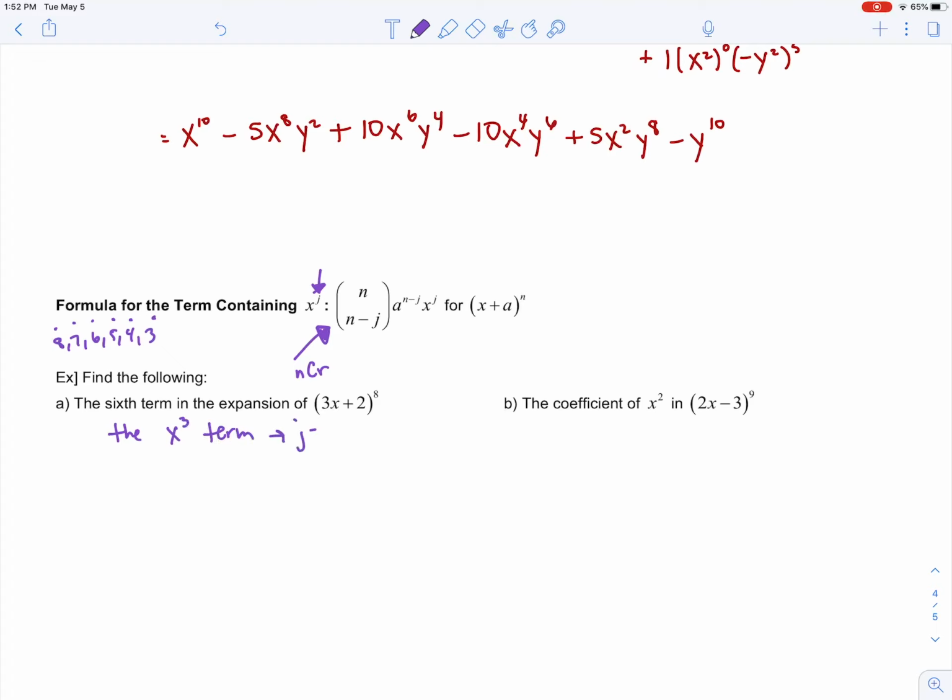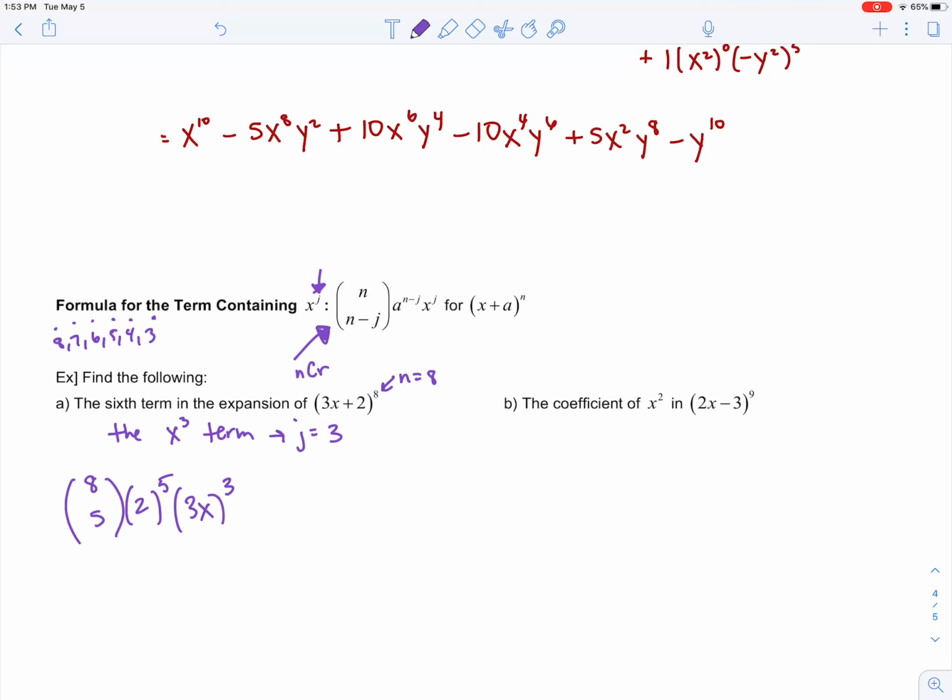So in terms of the formula, this means that j is equal to 3. Okay, and then n is right here. n is equal to 8. So we can go ahead and just apply these into the formula. So it's going to be 8 choose, that's n minus j, 8 choose 5, times a, that's the second term, 2 to the n minus j, so 5, times the variable term, the first term, 3x, to the third, j power.